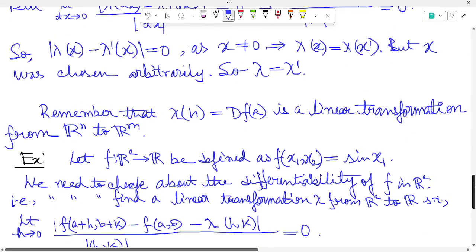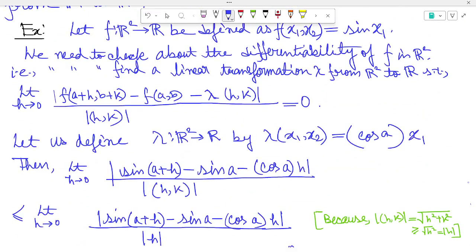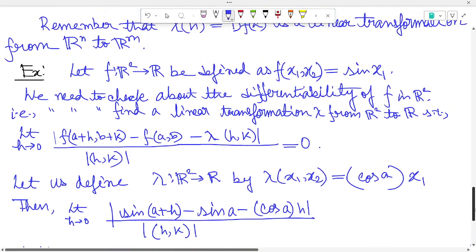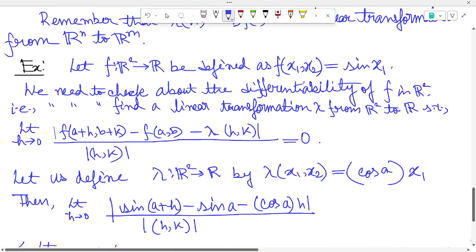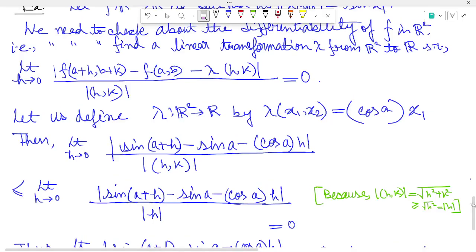So what is my linear transformation here? The linear transformation was x1, x2 going to sine of x1. Sorry, it will be cos, I think. The linear transformation is this thing, this is cos of x1. So how to guess the linear transformation? The linear transformation is the derivative of this function. You silently take the derivative of this function.